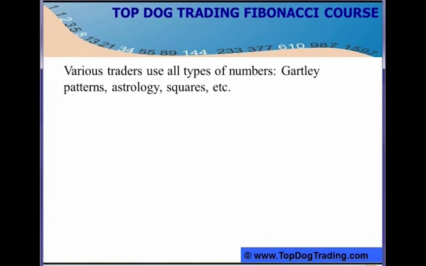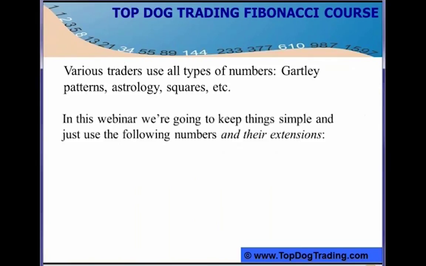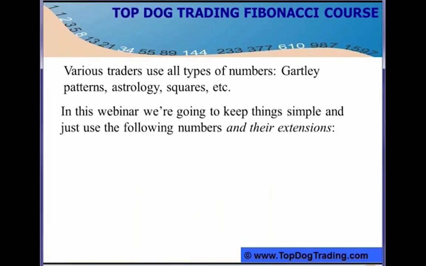So first of all, this fits into the broader category of market geometry. You can talk about Gartley patterns, astrology, squares. In this particular webinar, we're going to focus on these ratios. Now, let me bring up my little red spotlight here. In the header of the slide, you can see these numbers up here. These numbers are the actual Fibonacci numbers. Fibonacci numbers are a sequence of numbers.